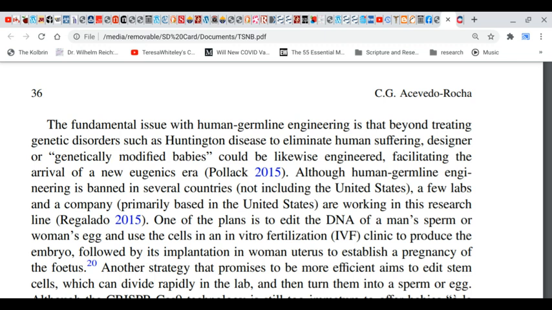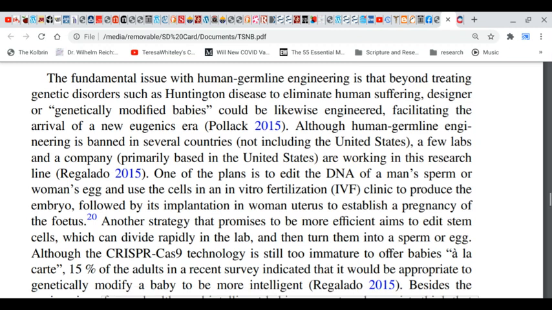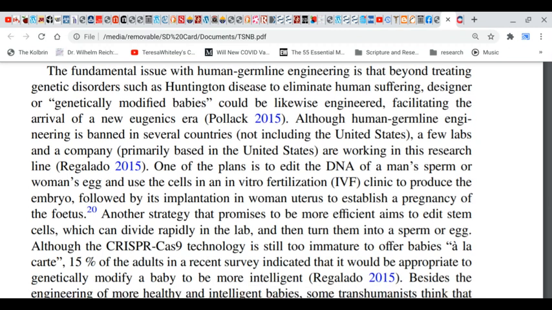One of the plans is to edit the DNA of a man's sperm or a woman's egg and use the cells in an in vitro fertilization clinic to produce the embryo, followed by its implantation into a woman's uterus to establish the pregnancy of the fetus. Another strategy that promises to be more efficient aims to edit stem cells, which divide rapidly in the lab, and then turn them into a sperm or an egg.